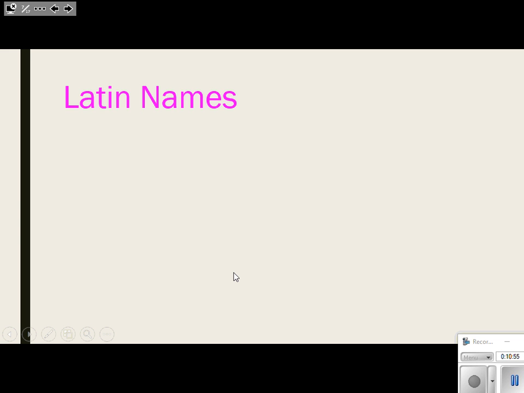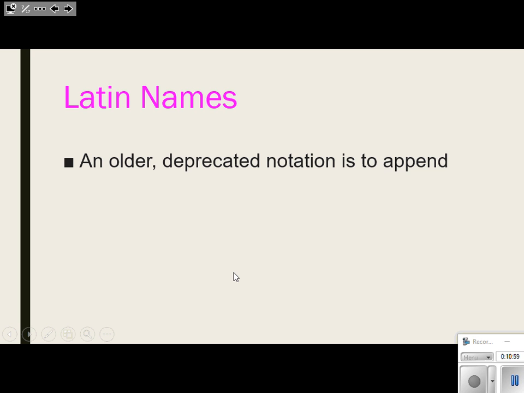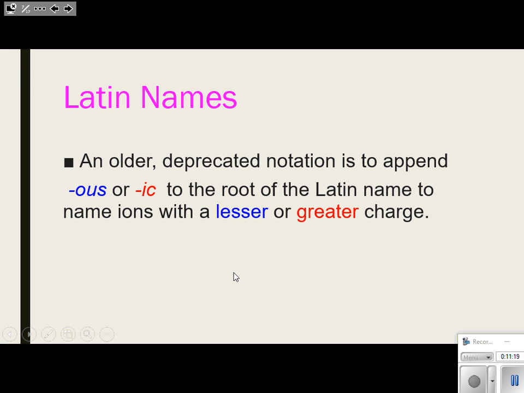But it also says that there's a classical system. This classical system we don't use much anymore. We use the IUPAC system, which has Roman numerals. But you could possibly see from time to time an OUS ending or an IC ending. That is the older system, where the OUS is the one that has the lower charge. Chromous or chromic. Chromic, the IC, would have the greater charge.